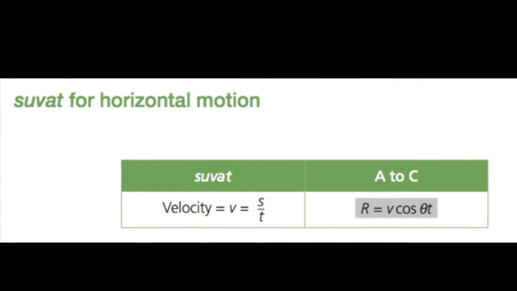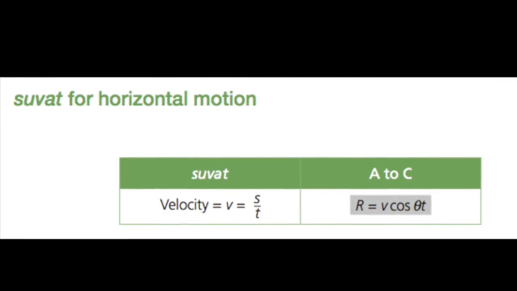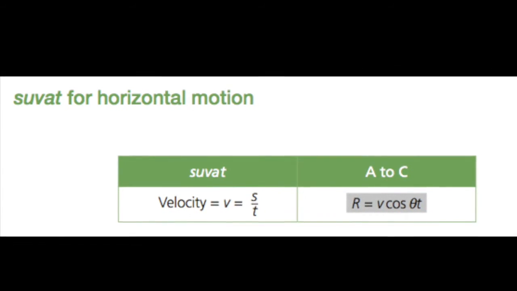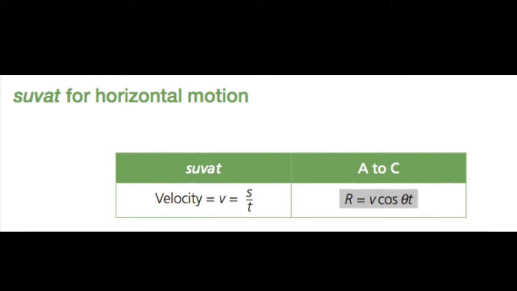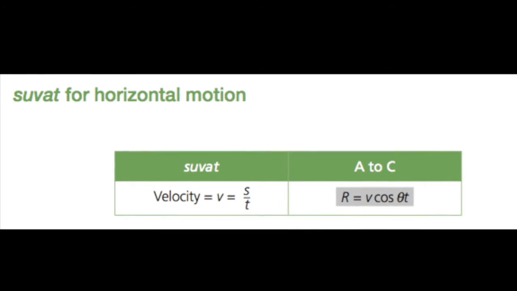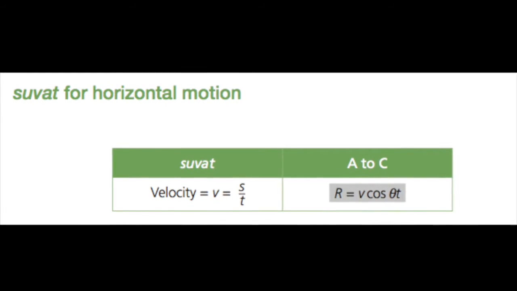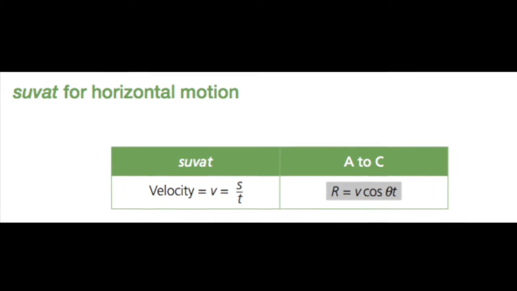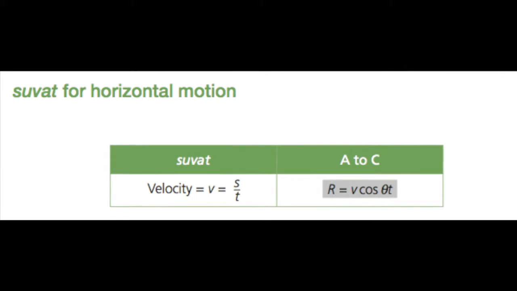For the SUVAT part of the horizontal motion, since the acceleration is zero, there is only one equation that we can use. And the equation is v equals s over t, where v is the velocity, s is the displacement and t is the time. So it is velocity equals displacement divided by time.